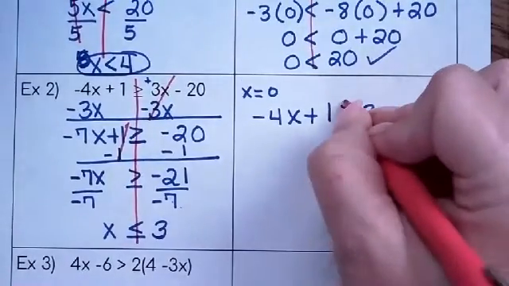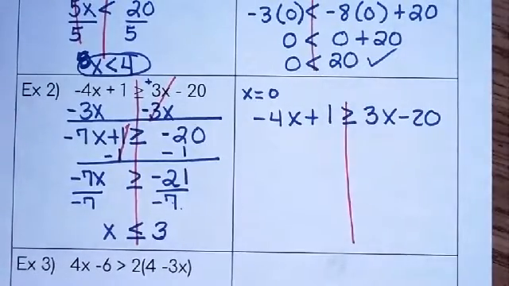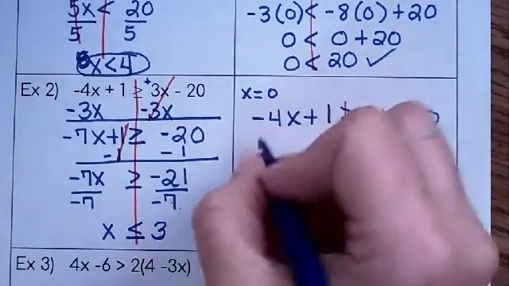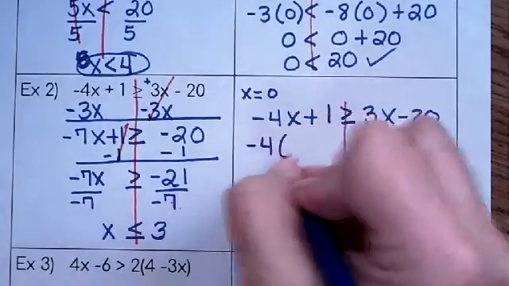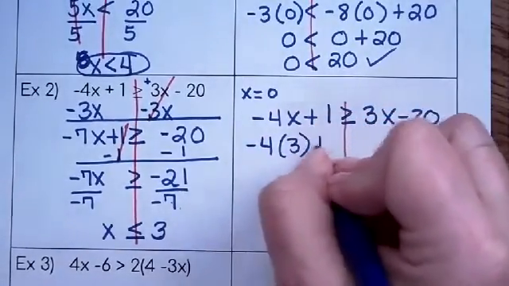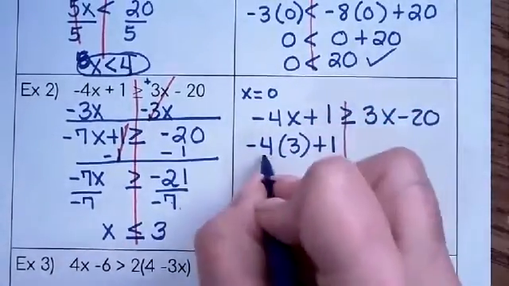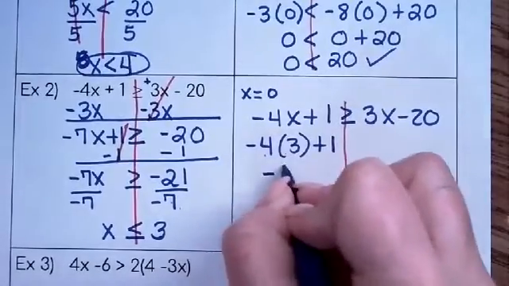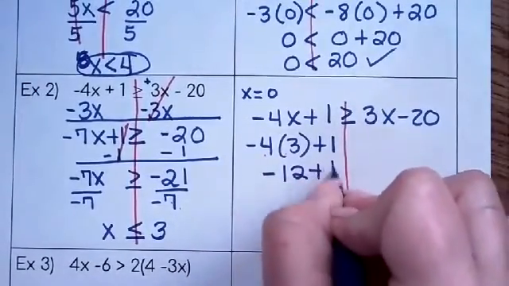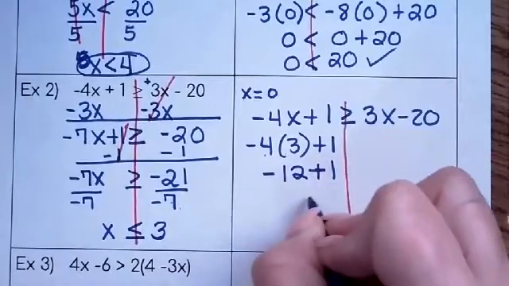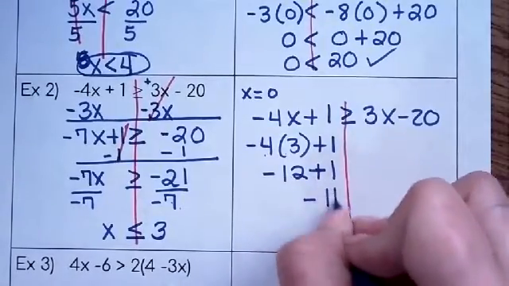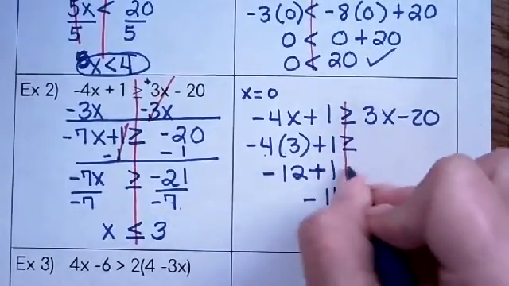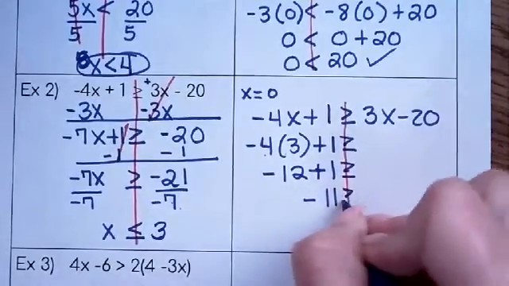Rewrite it. I'm going to put my river in there. Now again, I'm going to work on one side of the river and simplify it completely before I go to the other side. So let's do the left side. So I'm going to have negative 4 times 3 plus 1. Well, negative 4 times 3 is negative 12 plus 1, but negative 12 plus 1 is negative 11. I'm just bringing down my inequality.